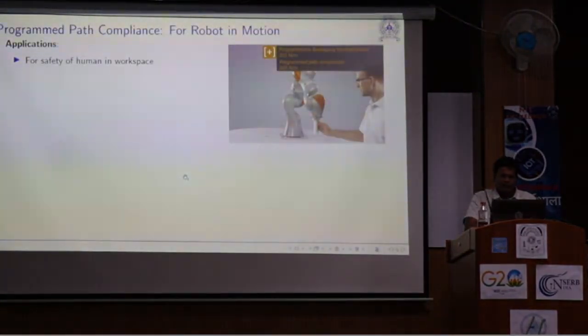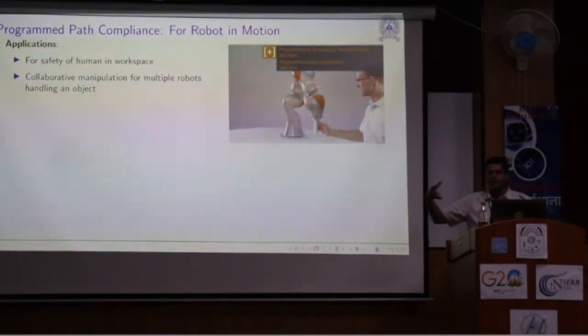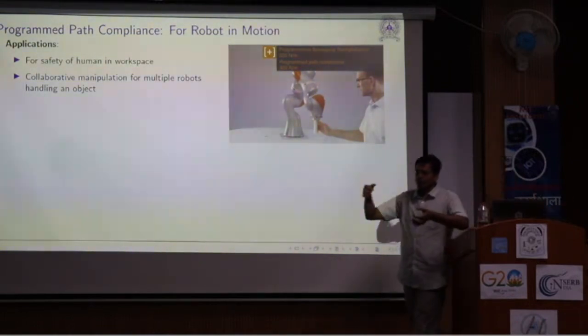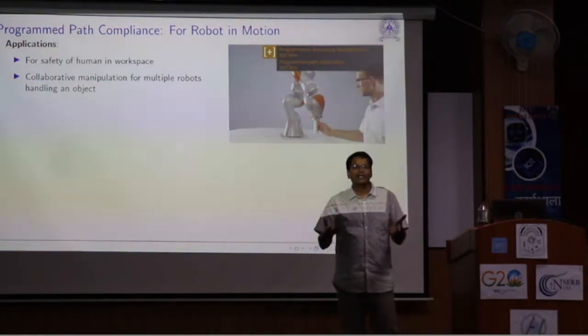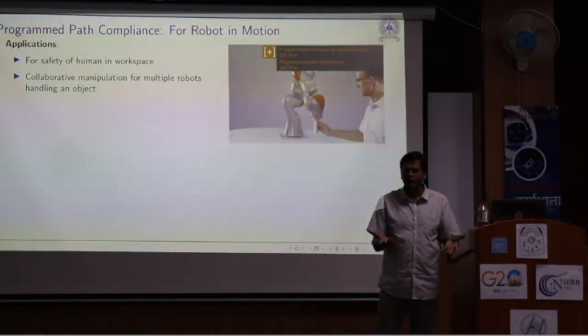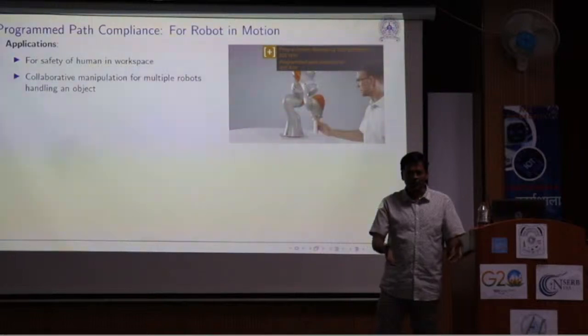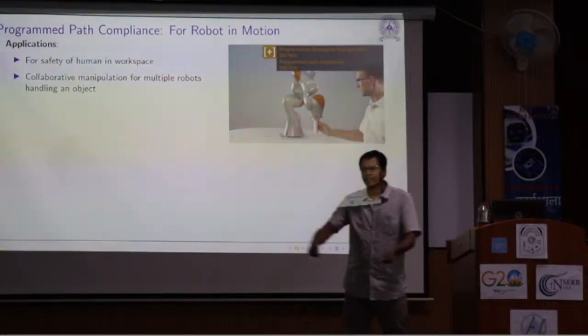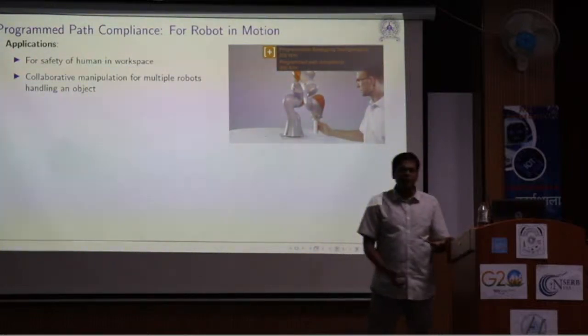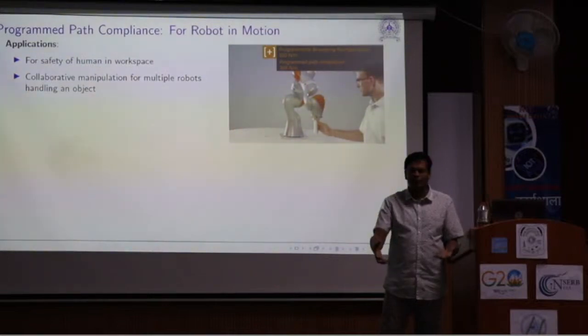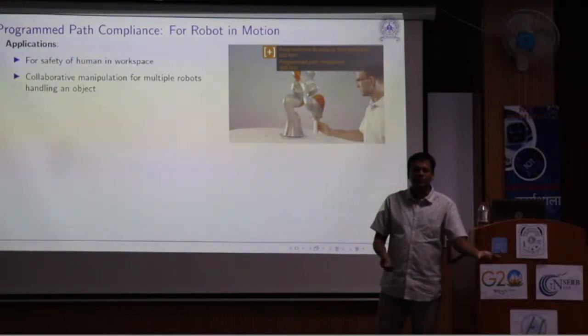So for the safety of human in workspace, these are some of the applications. Collaborative manipulation of multiple robots. If multiple robots are handling a single thing, let's say the dragging of a cart in a workspace, I gave you one example, right? Two people together are carrying a cart. One of them has to be compliant. If one is very strong, he becomes the master, the other one becomes the slave.